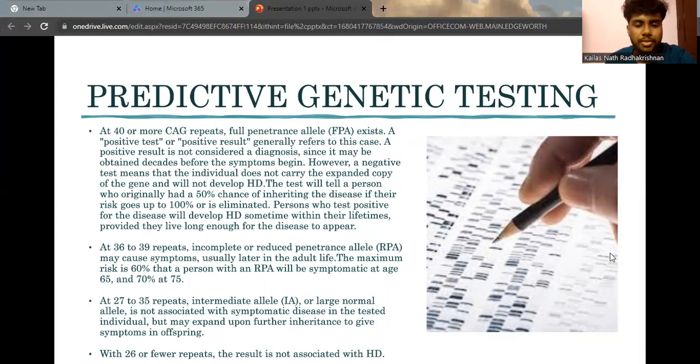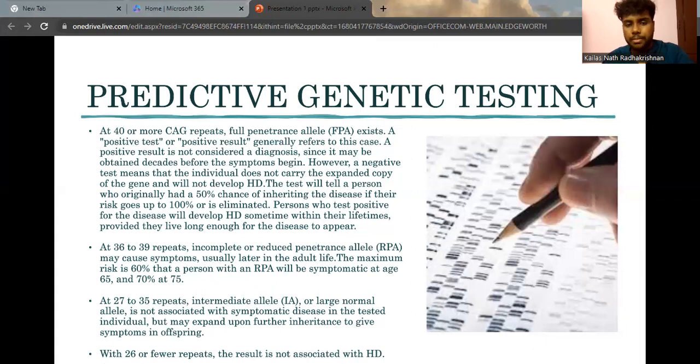Despite the availability of pre-symptomatic testing, only 5% of those at risk of inheriting Huntington disease choose to do so. Because Huntington disease follows an autosomal dominant pattern of inheritance, a strong motivation exists for individuals who are at risk of inheriting it to seek a diagnosis. Genetic testing for Huntington disease consists of a blood test which counts the numbers of CAG repeats in each of the Huntington alleles. And as you can see in the slide, the cutoffs are mentioned here.